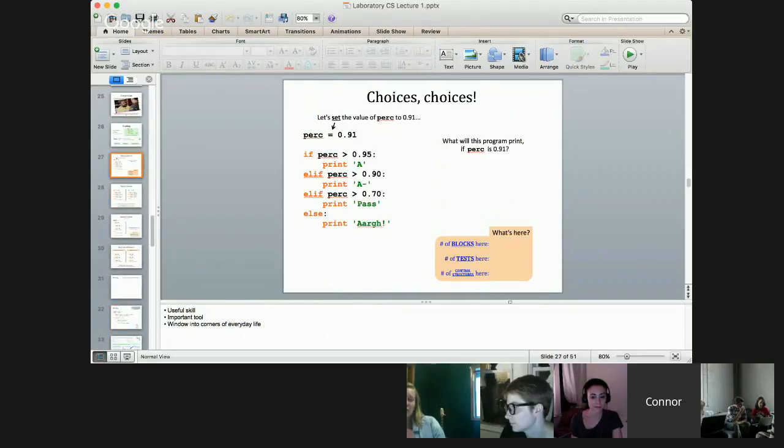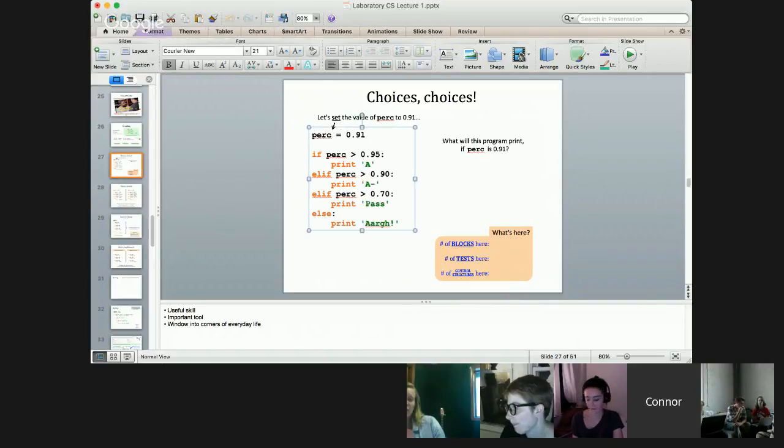Something that we'll go through in some of these slides: each chunk of code here is a self-contained statement, a block of code. So this is if, then do this. Else if, do this.